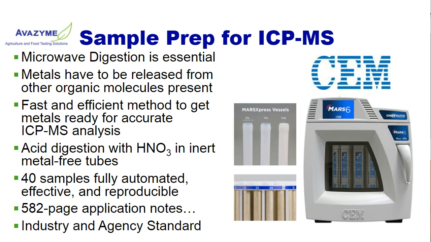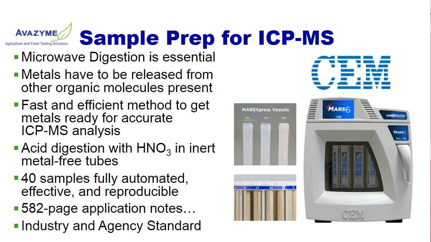And this is one of the main methods to be used because it's fast, it's efficient, and it's quick. Yeah, it's also the industry standard. You find this particular digester described in several of the EPA methods for heavy metal determination and other metals in the environment and water. And CEM actually has an amazing selection of application notes. It's, believe it or not, a 582-page document that gives you a lot of different scenarios for sample prep, different types of samples in this digester.